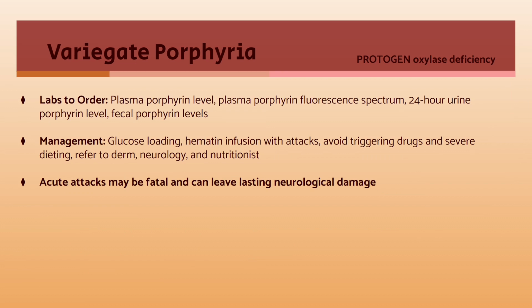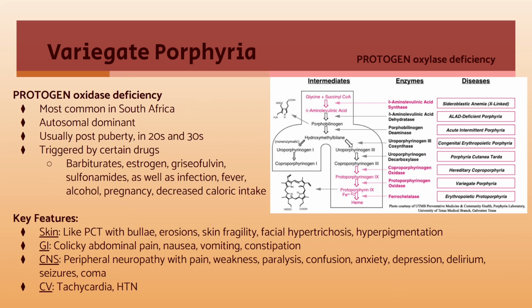Labs to order, similar labs. You could also get urine porphyrin levels, fecal porphyrin levels. This one, a little more severe. Getting an idea of what's going on with this is important. From a primary care perspective, you might end up referring to derm for initial diagnosis or at least concern. But ultimately, neurology will be taking the lead, as well as nutritionists here, making sure that your diet is appropriate.